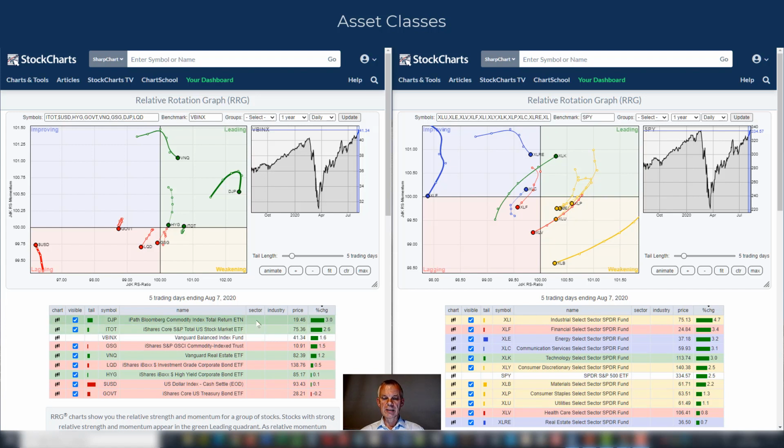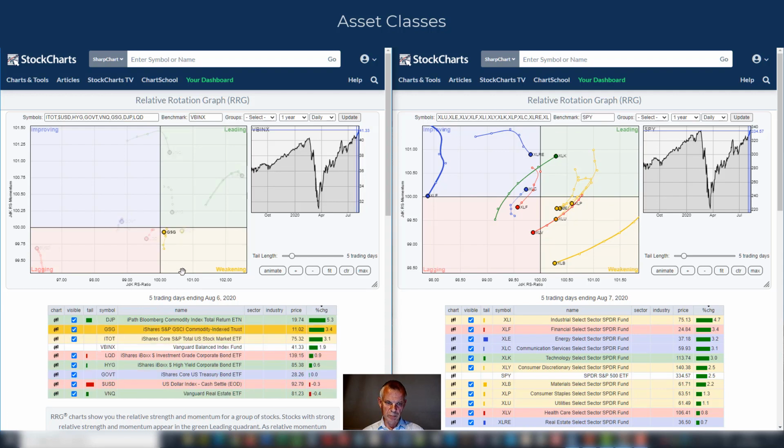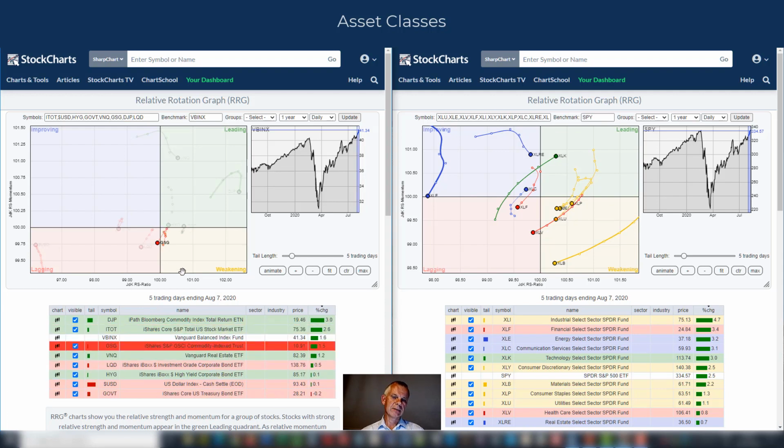The DJP, that's the Bloomberg Commodity Index, up 3%, so a good week. And the GSG, that's the GSCI Commodity Index, up 1.5%, so it's also a pretty good week. But if you look at the tails, especially for DJP, it's very visible here. That started to roll over. And if we look at GSG, that also rolled over and hooked back down towards the lagging quadrant. The fixed income stuff remains relatively weak.